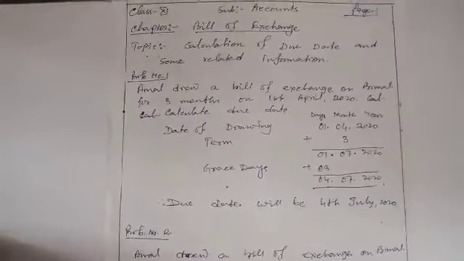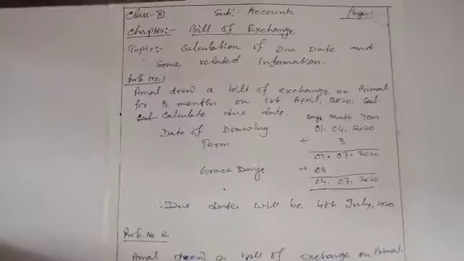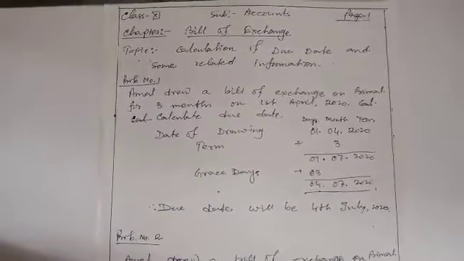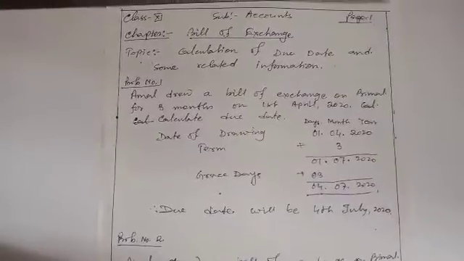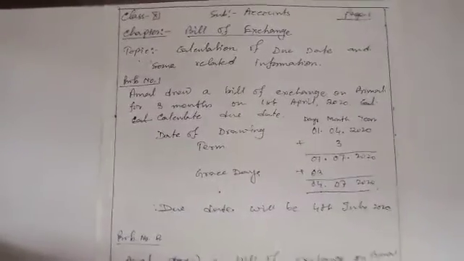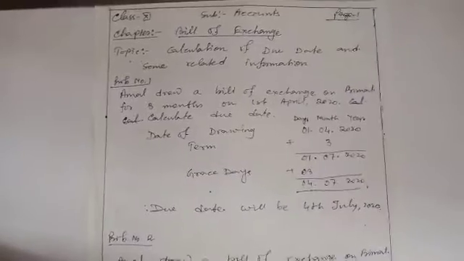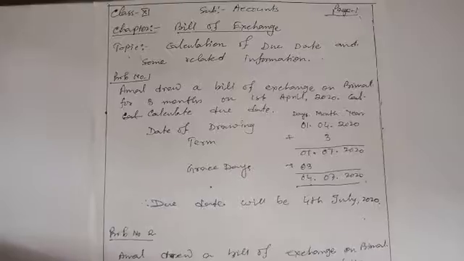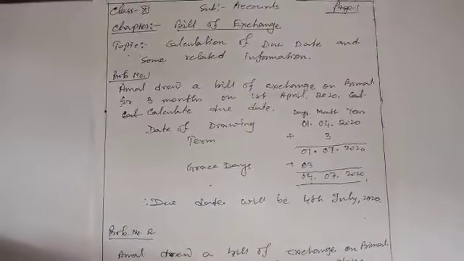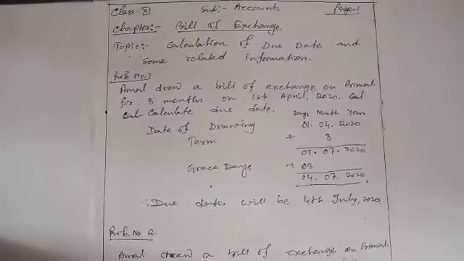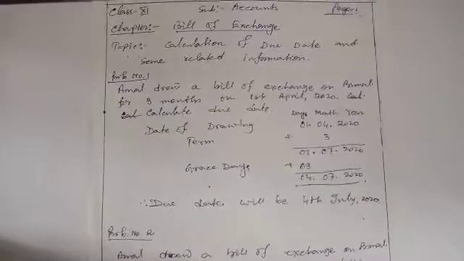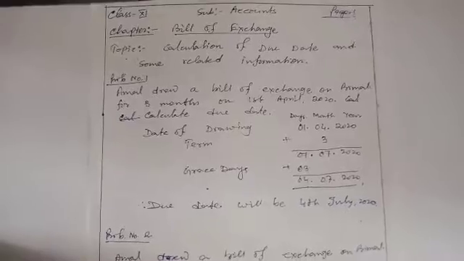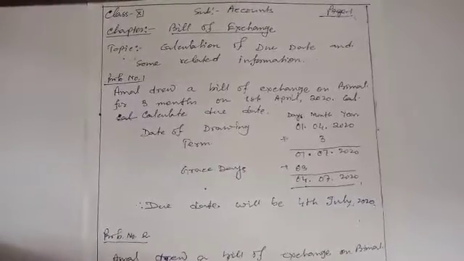Dear student, we have already started a new chapter, Bill of Exchange, and some theoretical concepts we already discussed during the online classes. According to the Bill of Exchange, when there is a credit sale, the buyer can make a promise to the seller to pay a certain sum of money after a specified time.